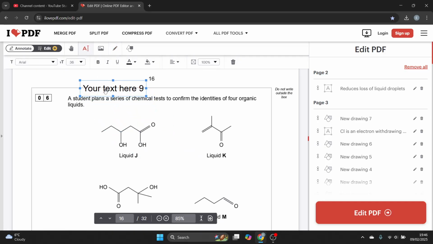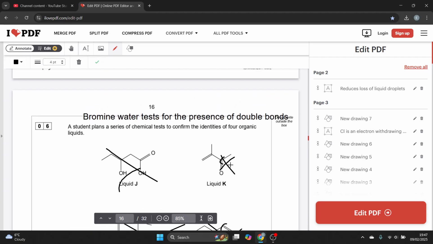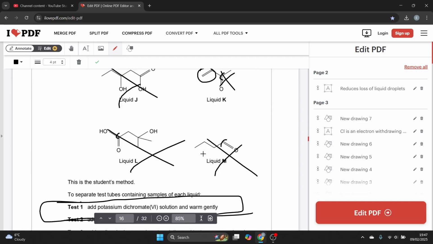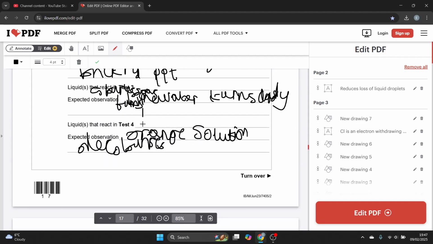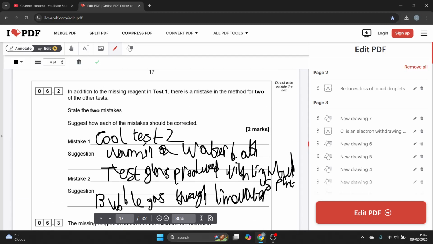What does bromine water test for? I'm going to say it again. Bromine water tests for the presence of double bonds, right? J doesn't have a double bond, that's just C double bond O. L, C double bond O. M, C double bond O. K, that's a C double bond O. But what about this? That's a double bond, therefore it is going to be K, the only liquid that can react and test for. And that's tricky, man.